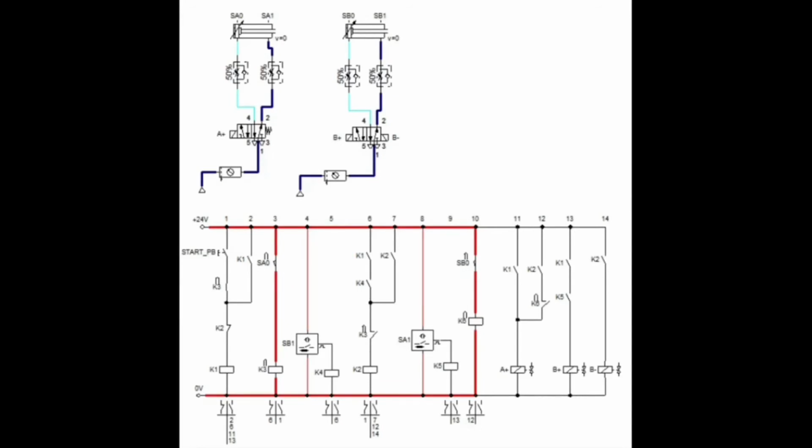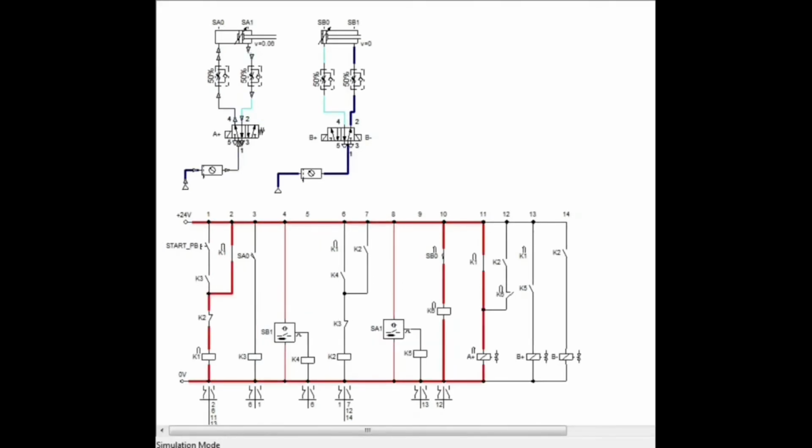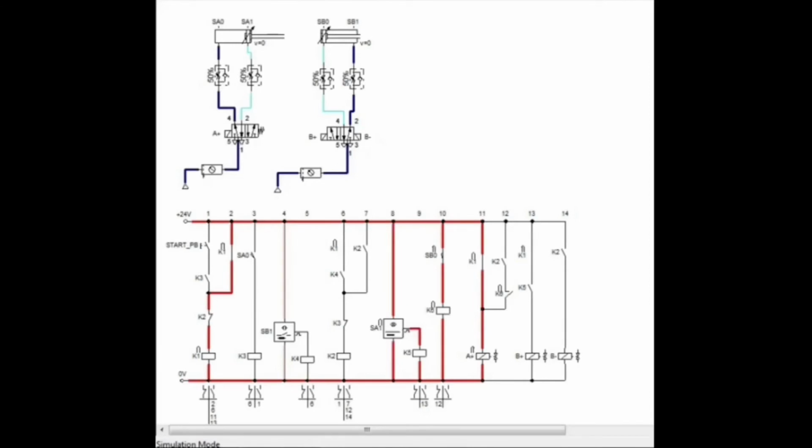The electro-pneumatic circuit could be constructed by referring to the ladder diagram that we designed before. For this system, the retract position will use roller switches, which are SA0 and SB0, and the extend position will use proximity sensors, which are SB1 and SA1. Roller switches SA0 and SB0 are on because both cylinders are in the retract position. When start PB is pressed, it will activate K1 and hold the circuit.